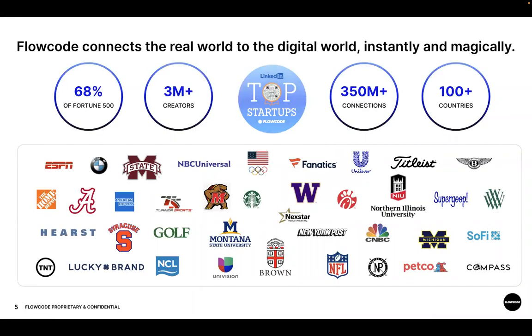So I'll go ahead and get started. Flowcode, we connect the real world to the digital world instantly and magically. We are an offline to online platform, and I will define that a little later in the presentation. But currently on our platform, we are so happy to host 3 million plus creators with over 350 million connections in over 100 countries, and we are continuing to grow. And we do partner with many sectors of education, universities, schools, charter schools, you name it. And we're so excited to share their use cases with you today.